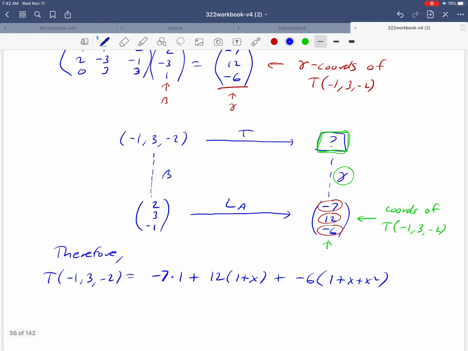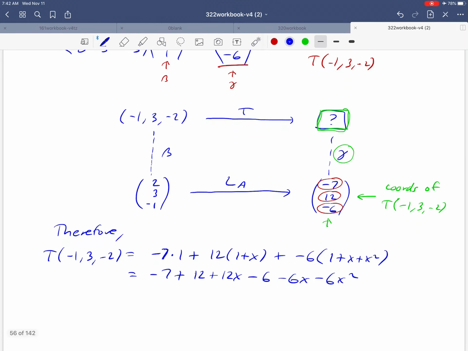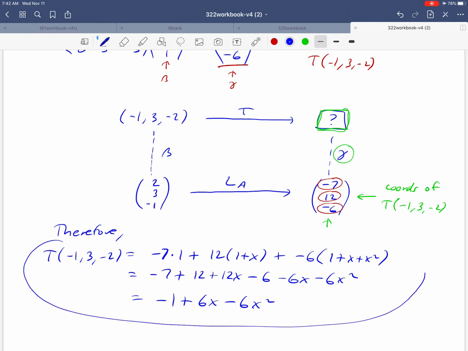And if we can do that arithmetic, we have the answer that we're looking for. So let's see, -7 plus 12 plus 12x minus 6 minus 6x minus 6x squared. I'll leave it to you to just double check my simplification. It looks to me like that's going to work out to be -1 plus 6x minus 6x squared. And there's our result.